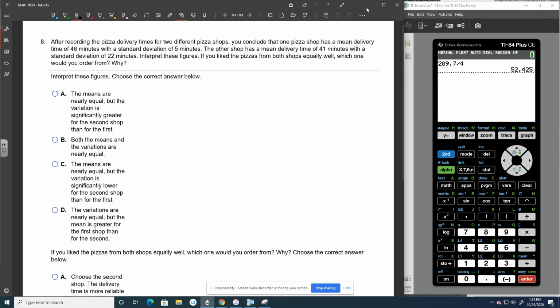Well, the first shop, I mean, their averages are pretty similar. One is 46 minutes, one is 41 minutes. Those are pretty similar. But the standard deviation of the first shop is 5 minutes. That means on average, the other times are only 5 minutes away from the average time. Whereas this shop, the standard deviation is 22. So that means on average, the other times are 22 minutes away from the average time. That's huge.